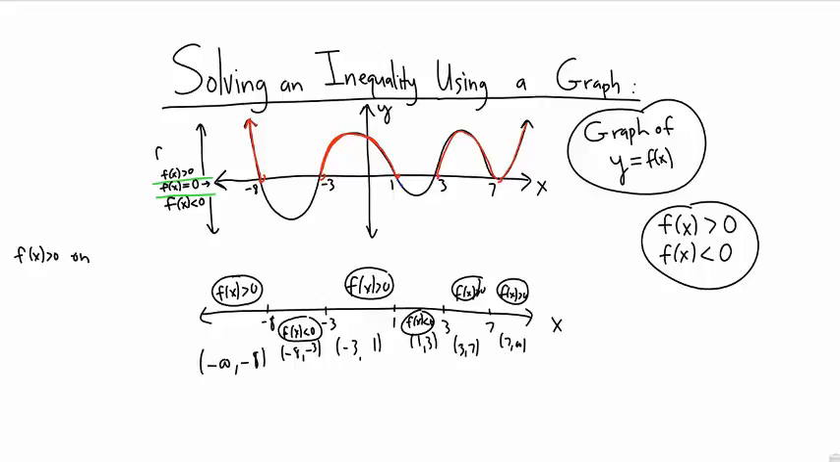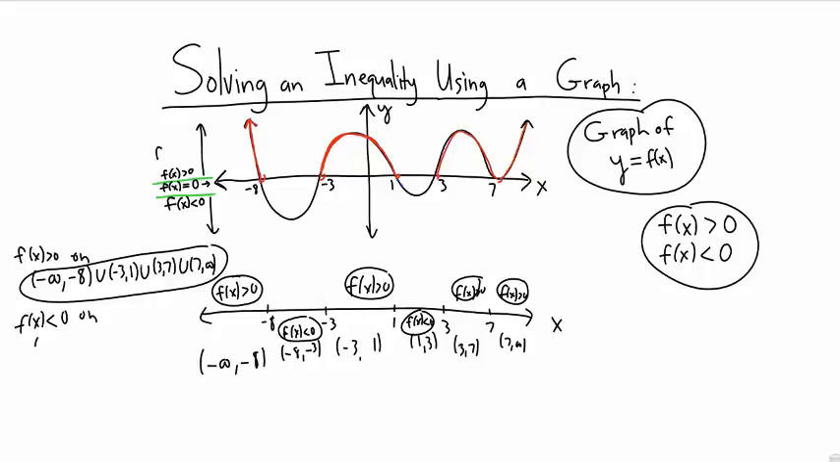So it's greater than 0 on the red parts. You can write it in interval notation here. It's less than 0 on -8 to -3 union 1 to 3.